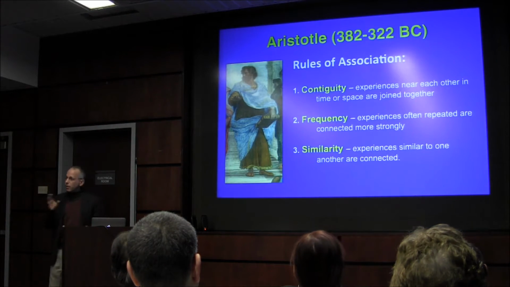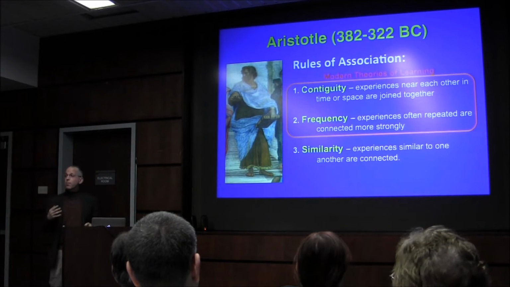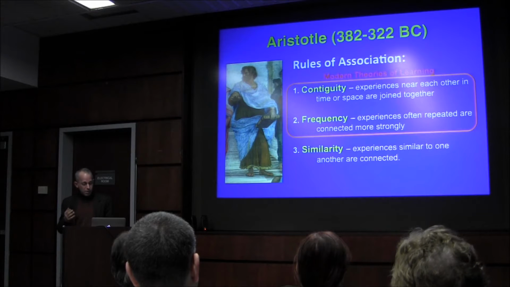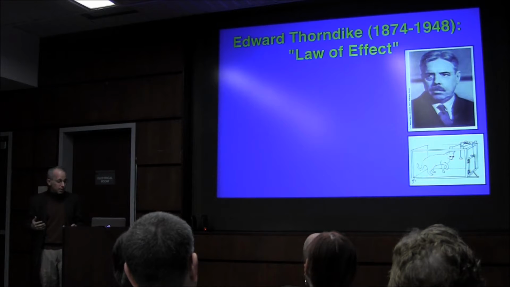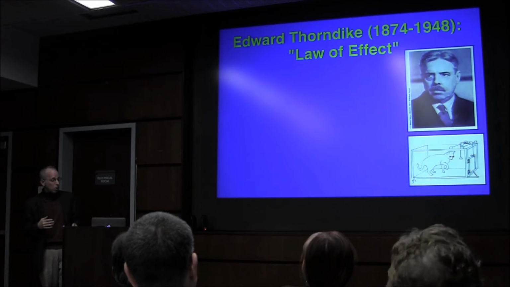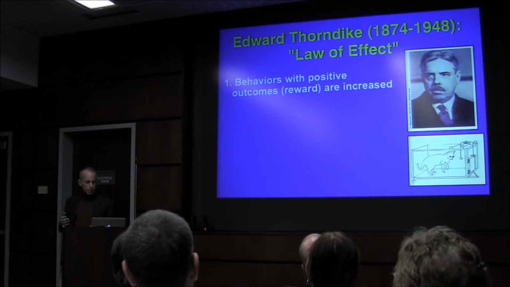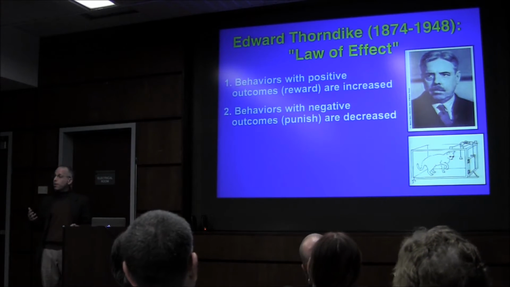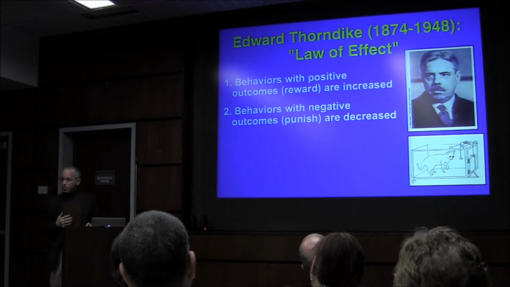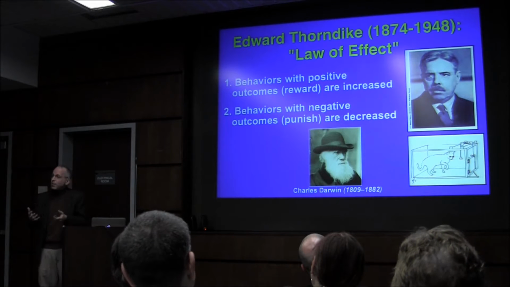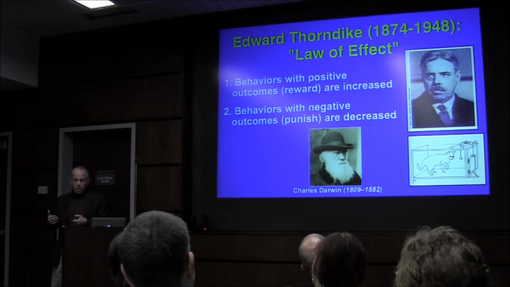So let's go back to Aristotle, as we will throughout the talk, and note that 2 of his principles, contiguity and frequency, are the basis for modern theories of learning. In particular, theories that trace themselves back to Thorndike, who studied how cats learn to escape from boxes, and he developed the law of effect. And the law of effect has 2 parts. He says behaviors with positive outcomes, that is reward, are increased, and behaviors with negative outcomes or punishment are decreased. And if this theory of learning sounds familiar, it's because he borrowed it from another scientist, from Darwin, and basically took Darwin's theory of natural selection across generations and applied it to principles of learning within an individual.